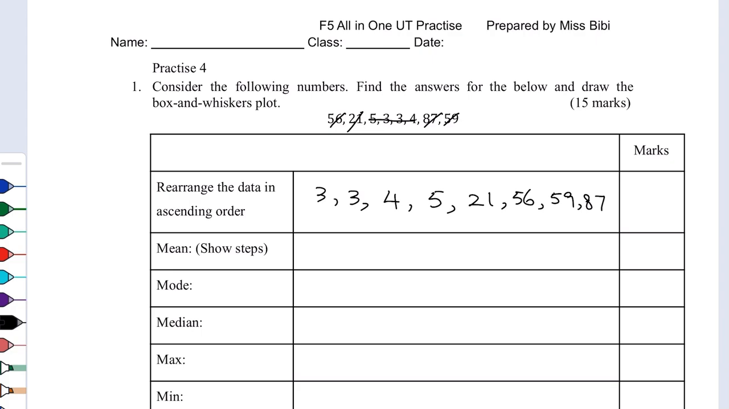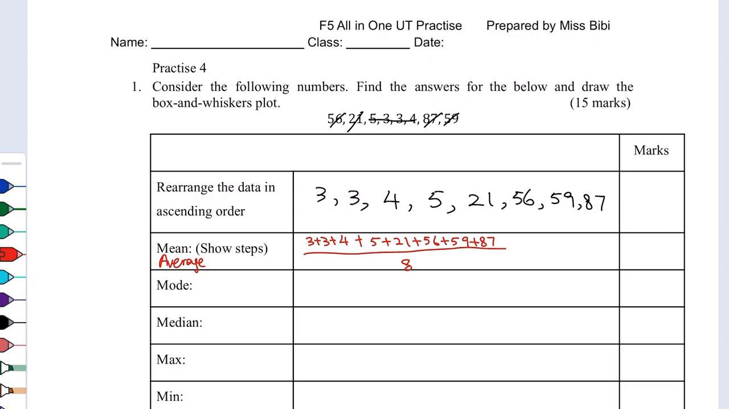And then how do I find mean? Mean means average. How do I find the average? Average is adding up all of them. You have to show step. That means this question will be 2 marks. Divided by how many numbers? 8. So you do that. I will also do it in calculator, of course. I'm too lazy. 3 plus 3 plus 4 plus 5 plus 21 plus 56 plus 59 plus 87.